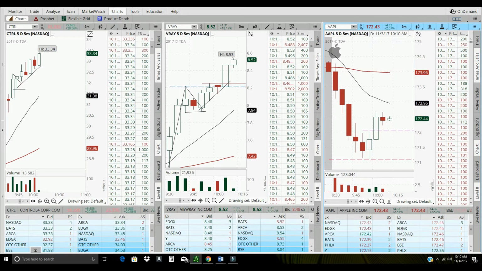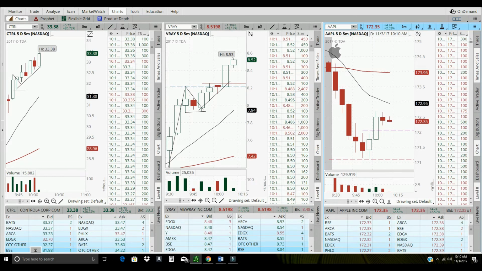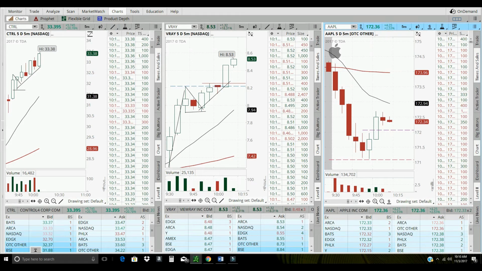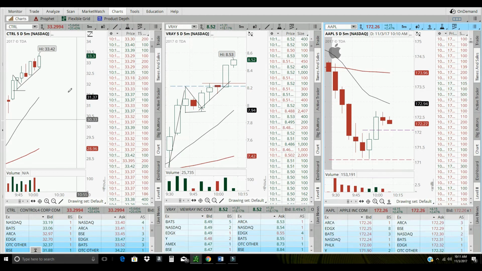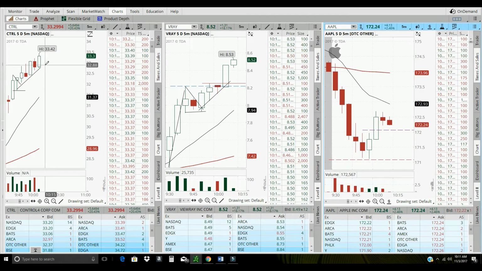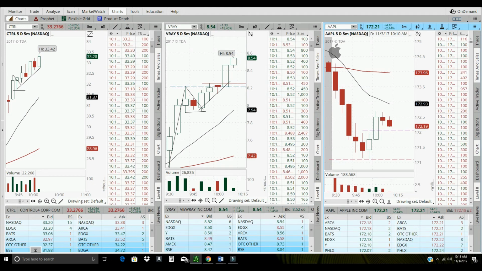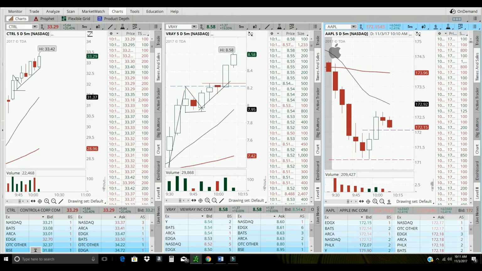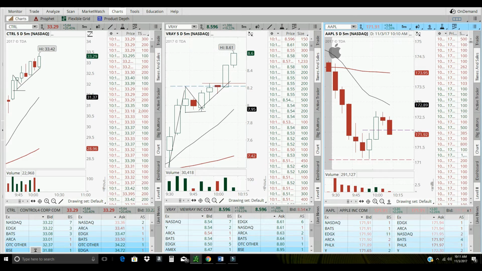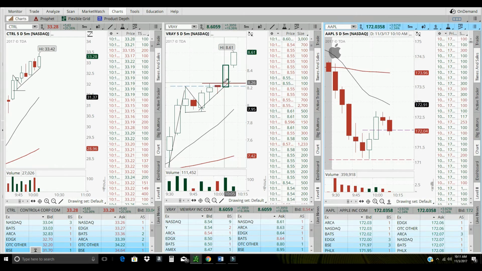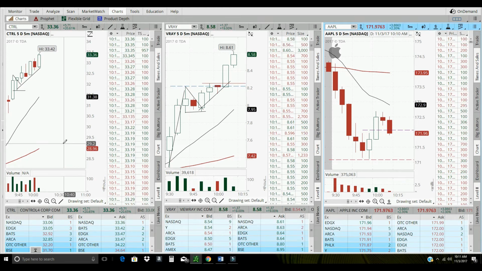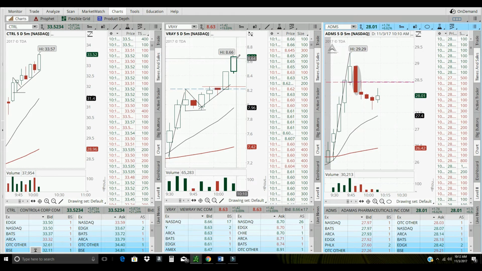So I'm up a full dollar, 33.34. I'm gonna go ahead and sell 250 shares. Right, I am out of CTRL, made $630 on it. Getting ready to sell another 250 shares on VRAY. And stopped out of Apple. So made 57.50 on Apple. Still in VRAY. And $630 on CTRL. So VRAY is taking off again.